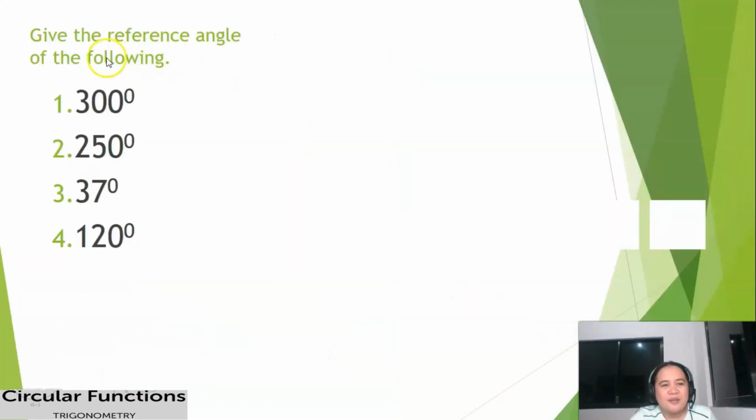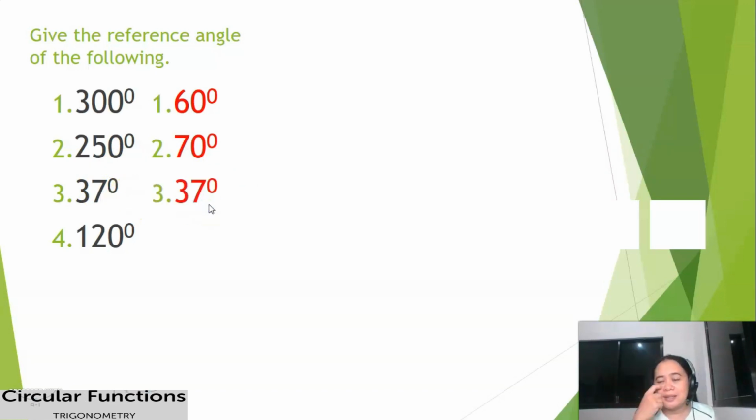Now, give the reference angle of the following. 300 is a fourth quadrant angle, so 360 minus 300 is 60. Next, 250 is a third quadrant angle, so you subtract 180 and you get 70 degrees. And 37 degrees is a first quadrant angle, so it's simply 37 degrees. And number 4, since it's a second quadrant angle, that would be 180 minus 120, so 60 degrees. Okay, another.